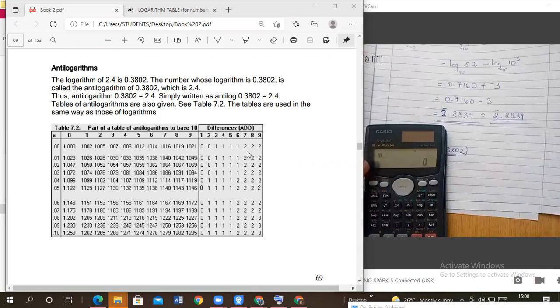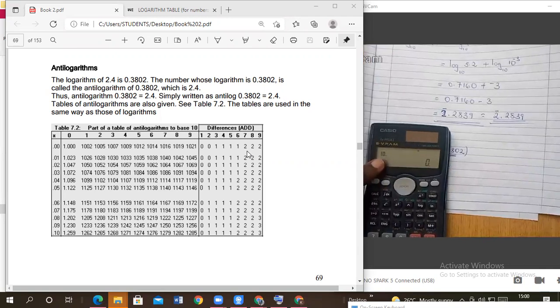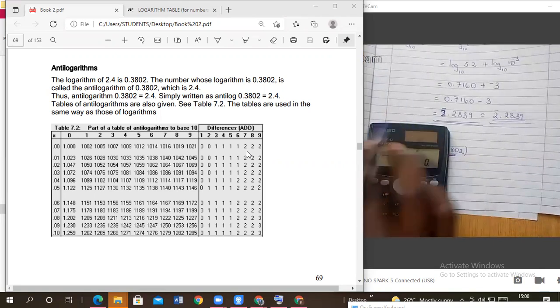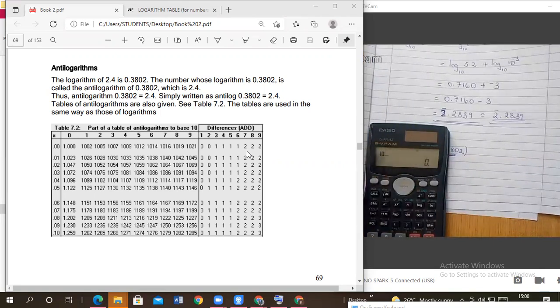What is displaying there? That one means anti-log. You press shift, then log. What you are getting there is 10 to the power something. That answer is what we call the anti-log.